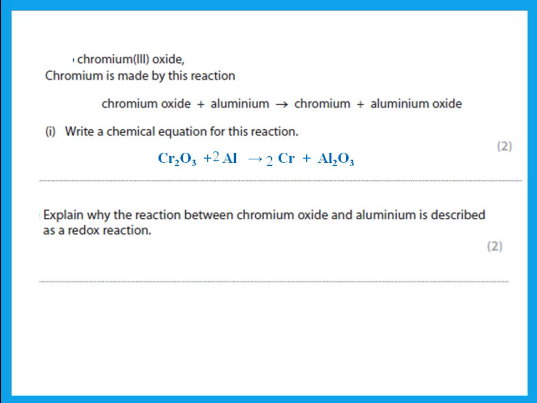I'm going to remind you that the word redox means it has oxidation and reduction. So if he says, why is a certain equation redox? You have to tell me because so-and-so was oxidized and the other one was reduced. So which one here was oxidized and which one was reduced? You should remember that the chromium lost oxygen, and that means it was reduced. Now the aluminium gained oxygen, and that is oxidation.